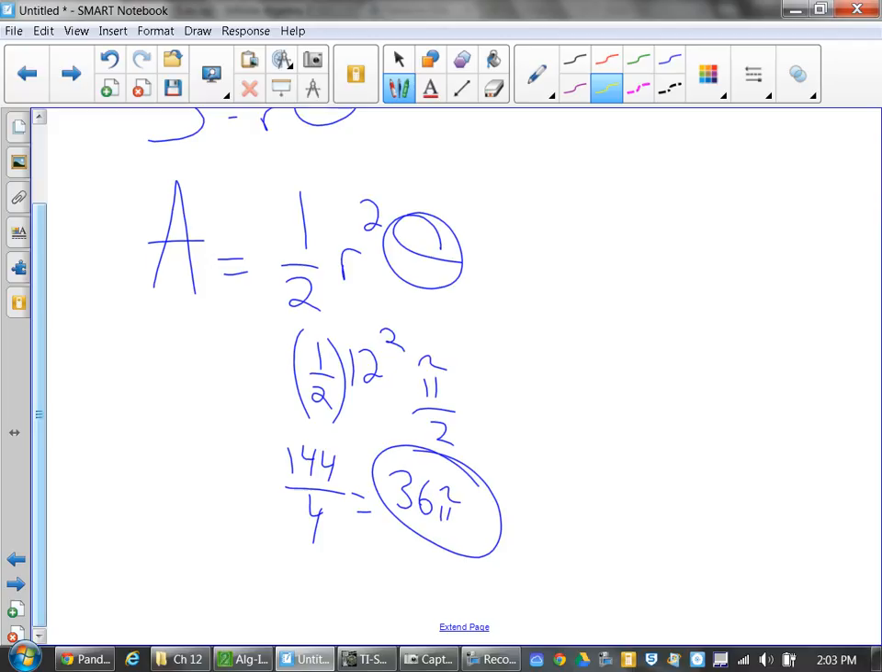Your calculator won't keep things in terms of pi, so if you have to do that, just leave the pi out, do all the calculations, and slap a pi in it. Yay! What else you got?